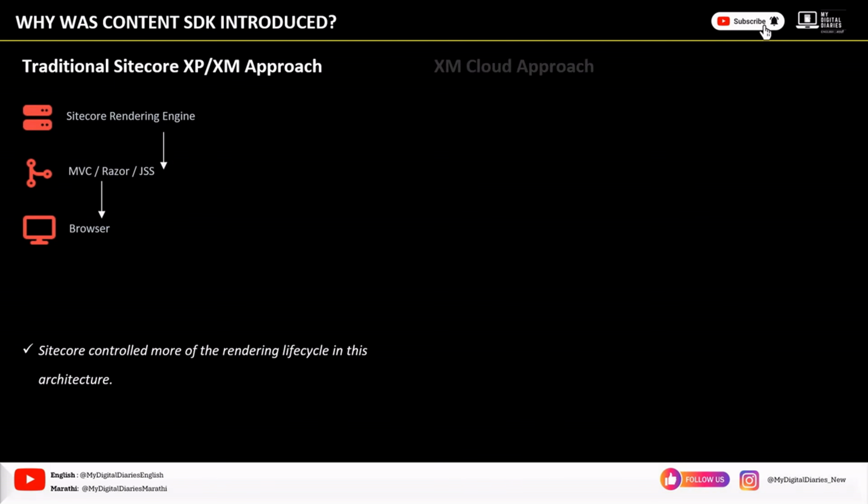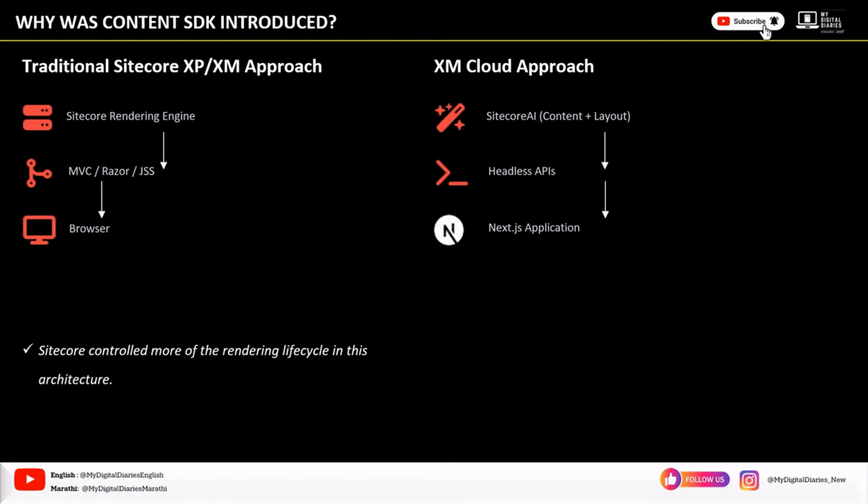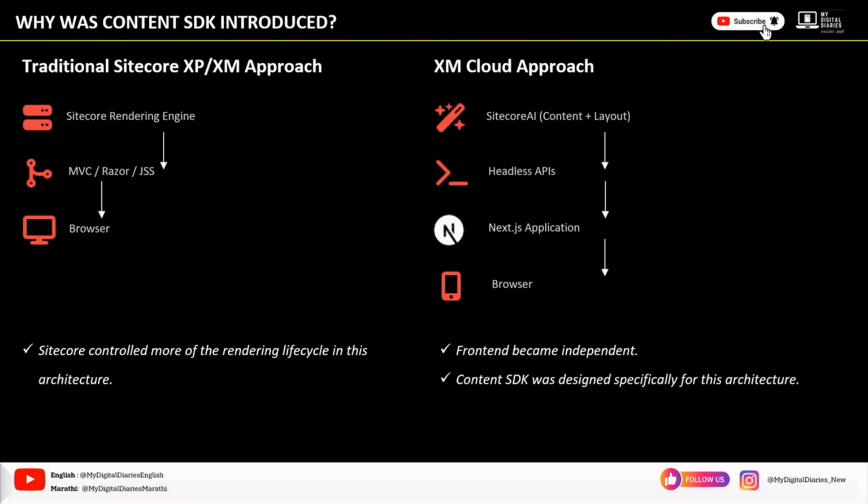Now let's look at the XM Cloud architecture. Here everything starts with Sitecore AI, where your content and page layouts are managed. Instead of rendering pages itself, Sitecore exposes the content through headless APIs. These APIs are consumed by the Next.js application. The Next.js application renders the pages and delivers them to the browser. This means the front end is now completely independent from Sitecore.